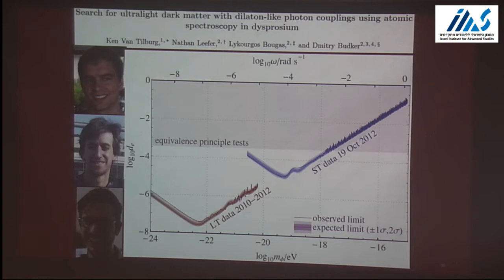And it turns out that you can also extract some limits from equivalence principle tests, and we did much better. And at that time, we thought that 10 to minus 22 electron volt is such a hugely fringe activity to look for such light dark matter. And we were super surprised when we put this on the archive.